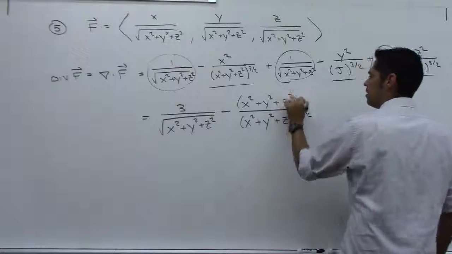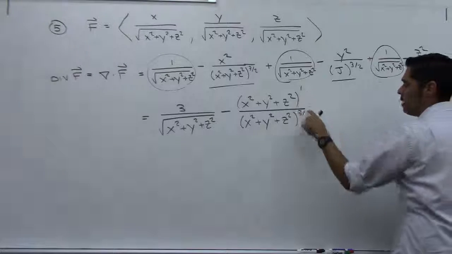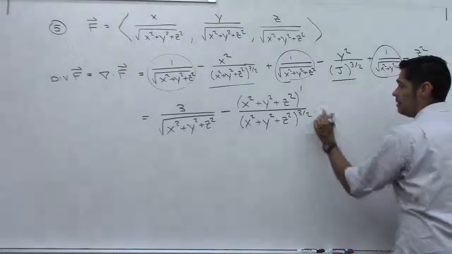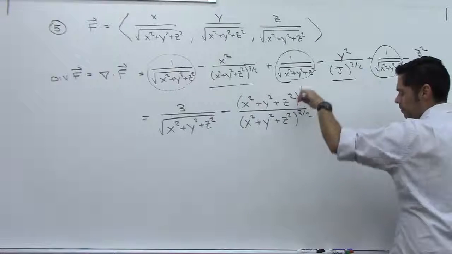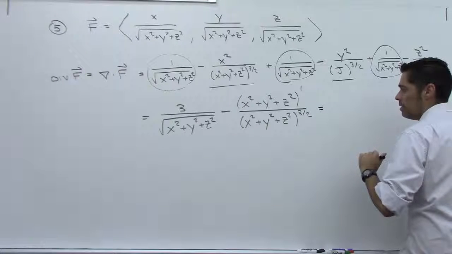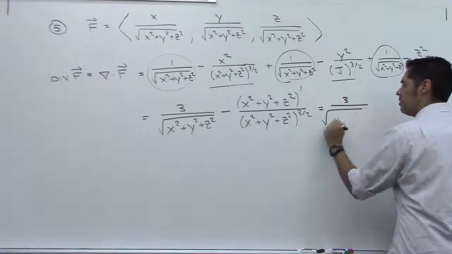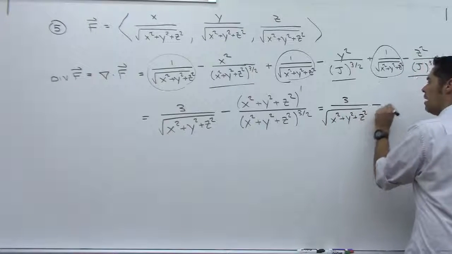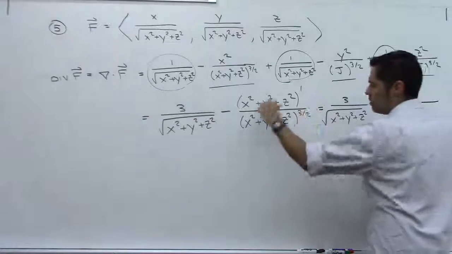And notice that this is the same as to the 1. And so if I do 1 minus 3 halves, I get negative 1/2, which is the same as all of that to the drop it down to the positive 1/2. So I get 3 over square root of x squared plus y squared plus z squared minus 1 over, again, I hope you see what I'm saying here.